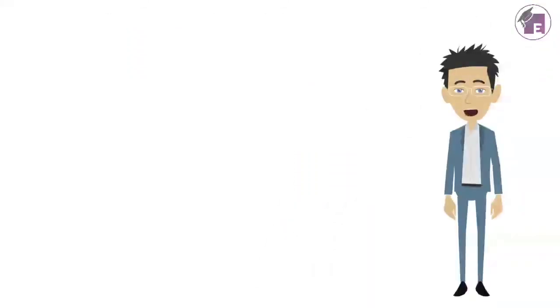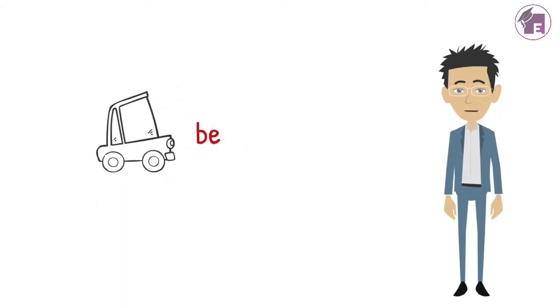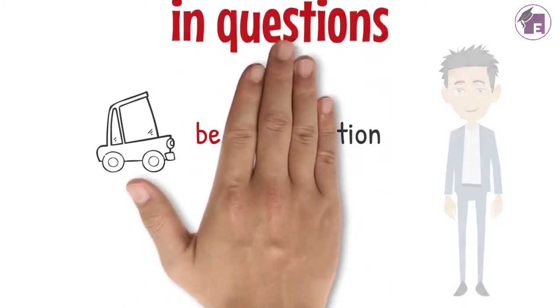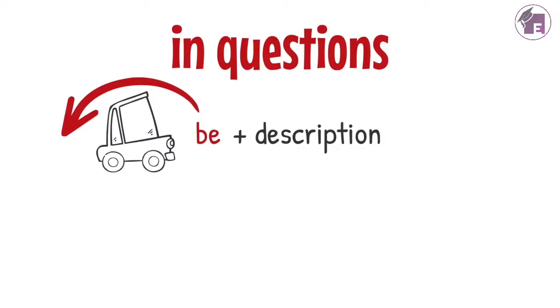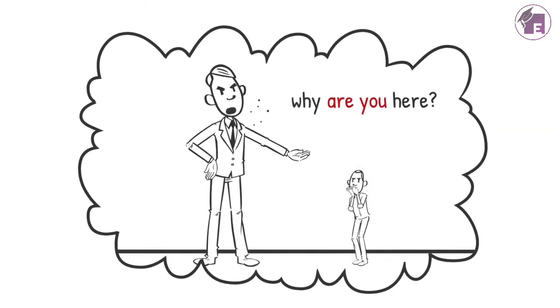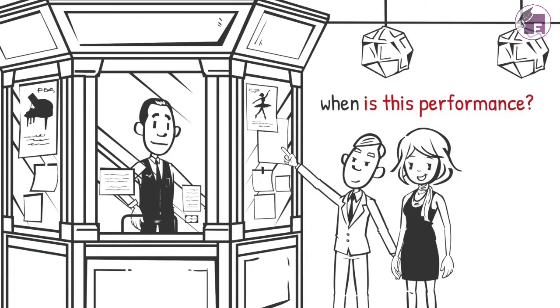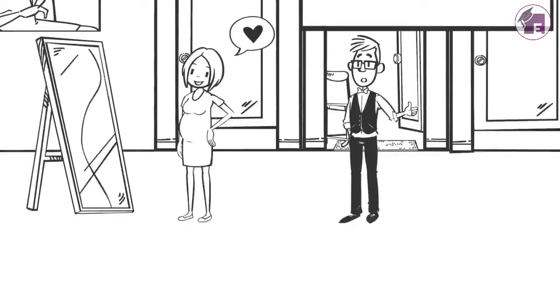Just remember, when you give any kind of description, characteristics of the subject, you have to use be after the subject, before the description. To form a question, we put be before the subject. For example, where am I? Why are you here? When is this performance? Why is she so fat?